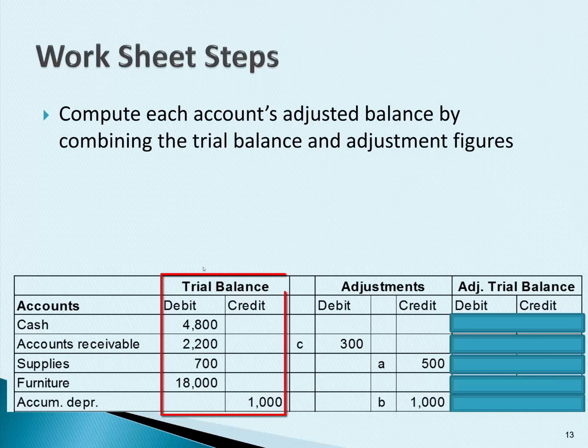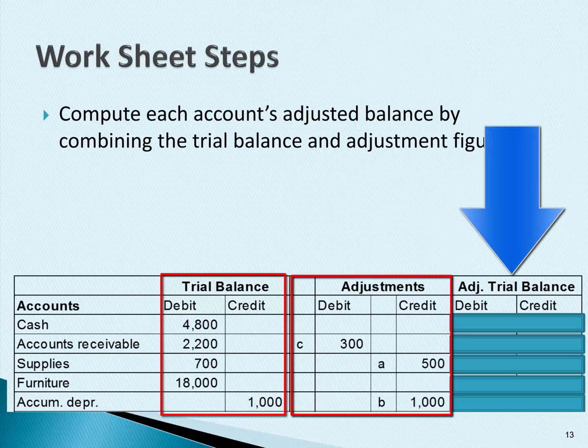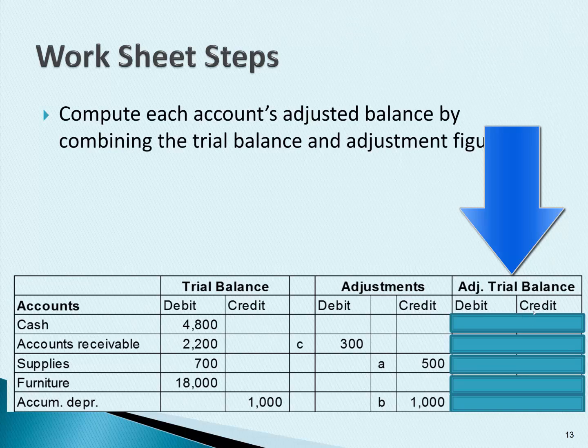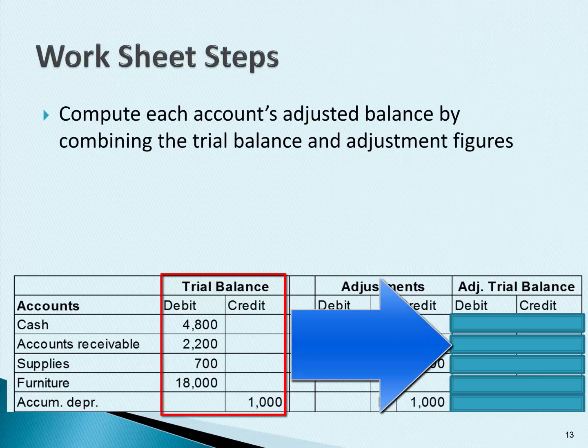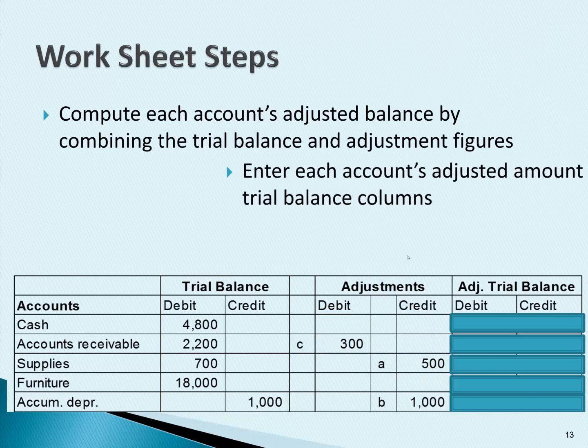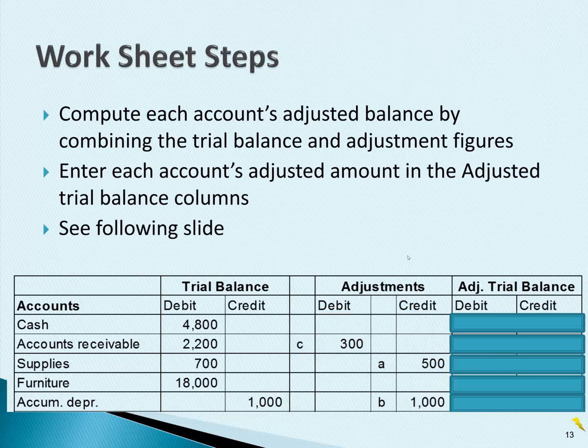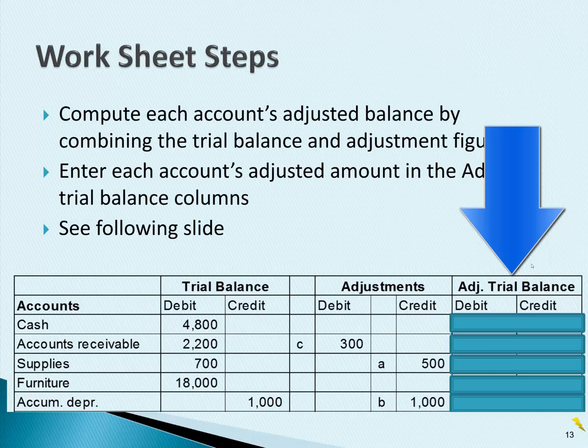So now that we have the trial balance columns filled out and the adjustments filled out, we now need to complete our adjusted trial balance columns, which just means we're going to take the original data we had, and for cash it's 4,800, and then add or subtract depending on if it's a debit or credit, and then bring over the new total. So once we complete that task, we will use the adjusted trial balance columns to complete our financial statements.